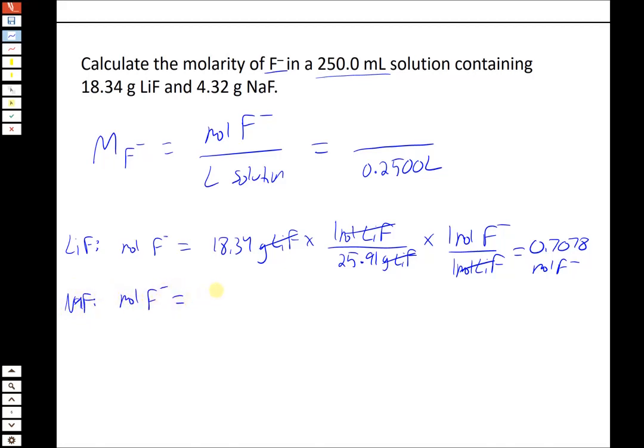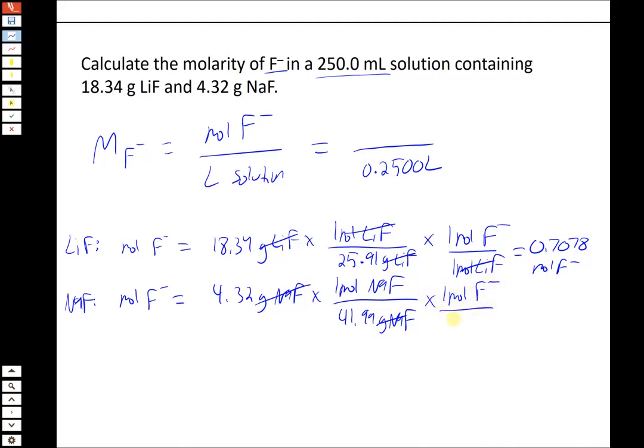It's just that we have a different mass of sodium fluoride, which is 4.32 grams, and then a different molar mass because it's going to be a different compound now. So for sodium fluoride, we use its molar mass in the first step, so that's going to be 41.99. So that gives us moles of sodium fluoride. Again, there's a trivial last conversion because there's 1 mole of F minus per mole of sodium fluoride. Again, this is a 1-to-1 ionic compound.